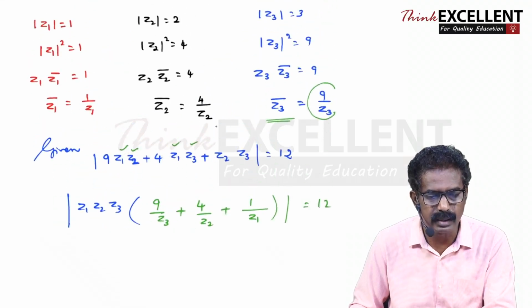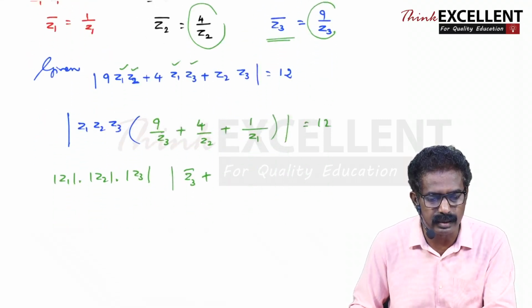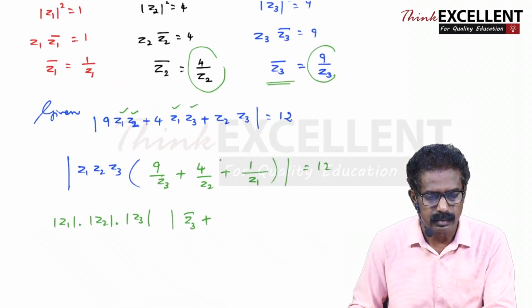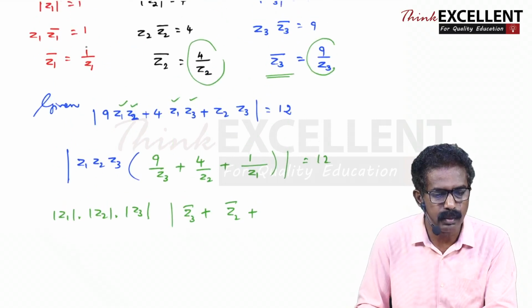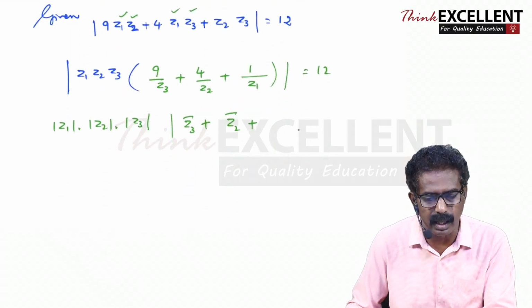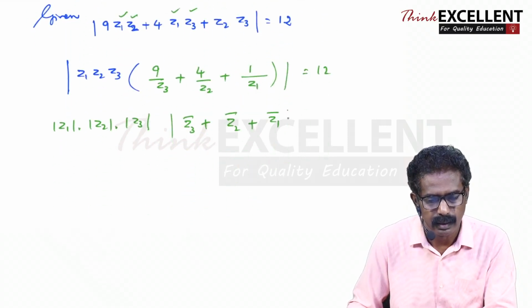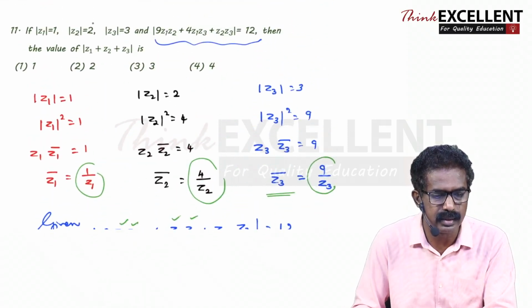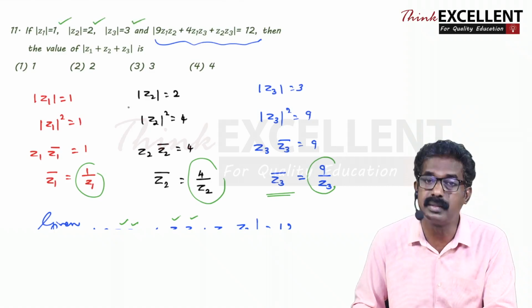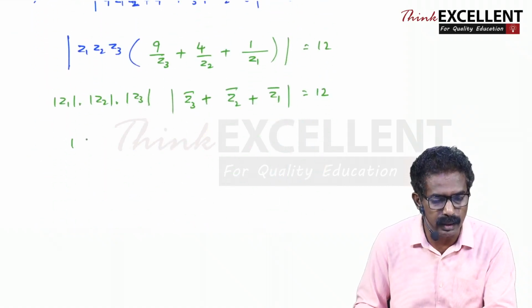Plus 4 by Z2, that is, modulus Z2 bar. Sorry, Z2 bar. 1 by Z1 is Z1 bar, equal to 12. Substitute the values. Modulus Z1 is 1, modulus Z2 is 2, modulus Z3 is 3. So 1 into 2 into 3.